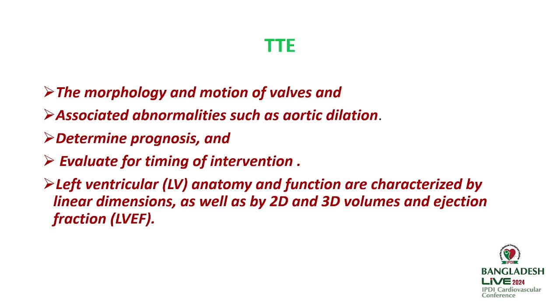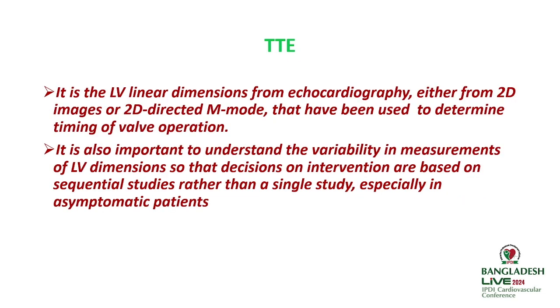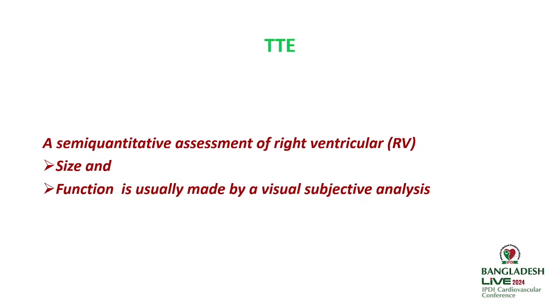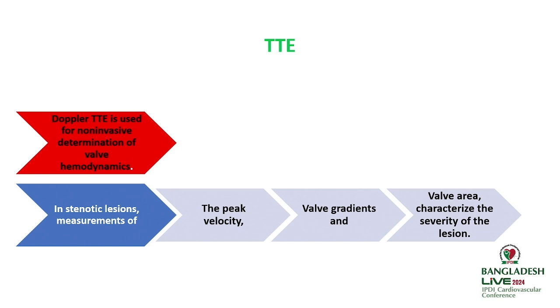Left ventricular anatomy and function are characterized by the linear dimension. It is the left ventricular linear dimension from echocardiography that has been used to determine the timing of valve operation. A semi-quantitative assessment of right ventricular size and function is usually made by visual subjective analysis. The Doppler TTE is used for non-invasive determination of the valve hemodynamics.